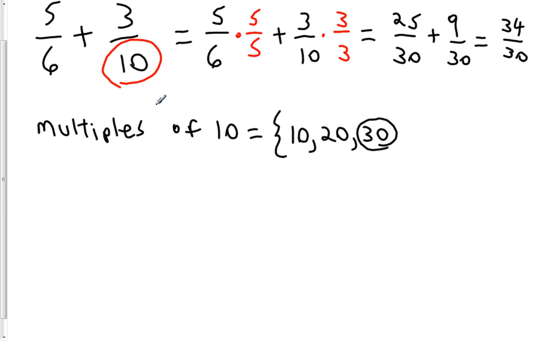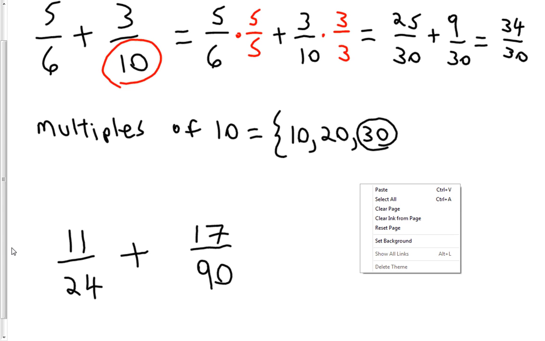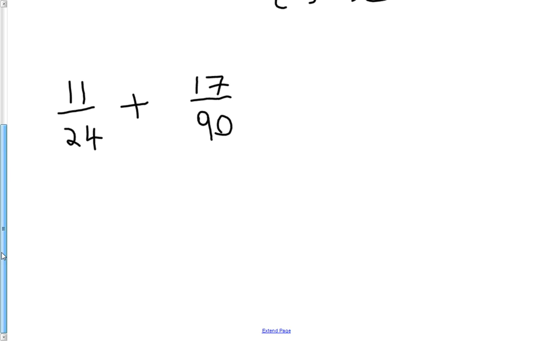Now, let's say we want to add fractions like, I don't know, let's say 11/24 and let's say 17/90. Now, in this case, the numbers are a little bit larger, so it's not harder, but more tedious if we wanted to find the least common denominator here.